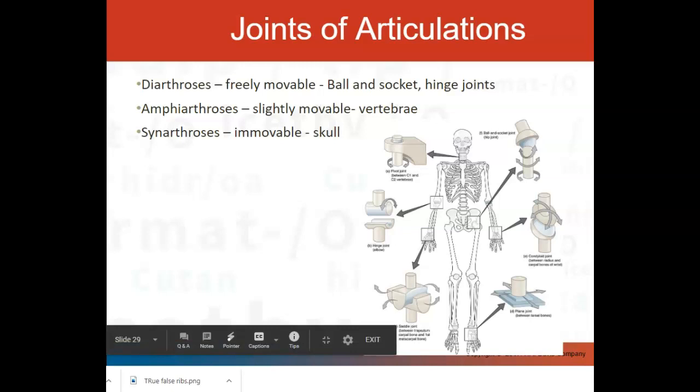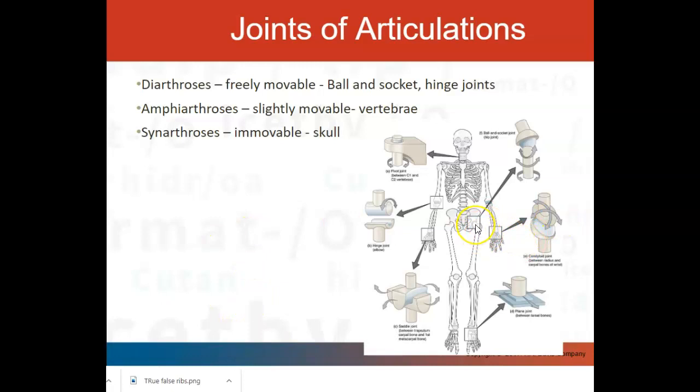Joints of articulation, our body has different kinds of joints. Diarthrosis is a freely movable joint, so those would be things like the ball and socket joint, which you can see right here in the hip, and the hinge joint, which you can see right here in the elbow.